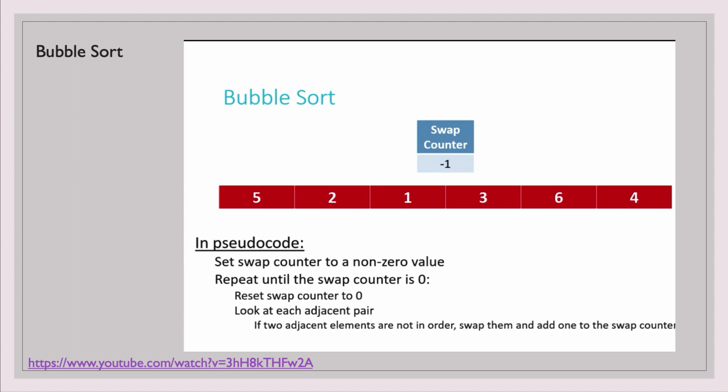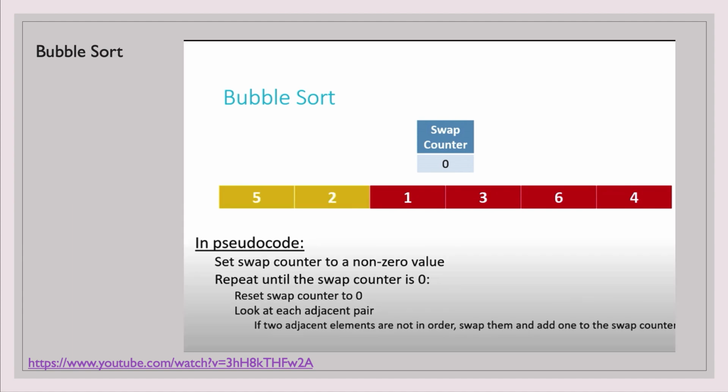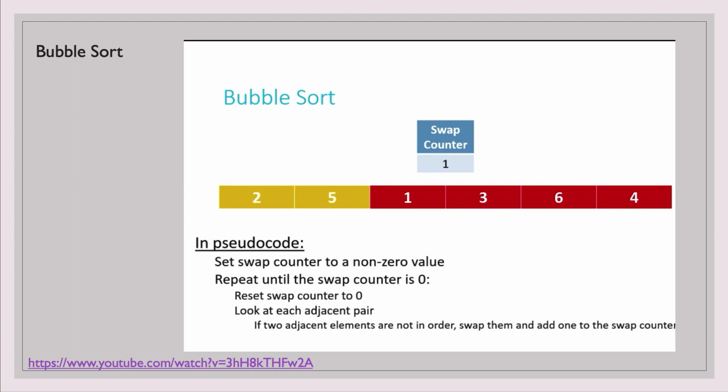So the first thing we do is we set the swap counter to 0, and then we start looking at each adjacent pair. So we first start looking at 5 and 2. We see that they are out of order, and so we swap them, and we add 1 to the swap counter. So now our swap counter is 1, and 2 and 5 have been switched. Now we repeat the process again. We look at the next adjacent pair, 5 and 1. They're also out of order, so we swap them and add 1 to the swap counter. Then we look at 5 and 3. They are out of order, so we swap them, and we add 1 to the swap counter.